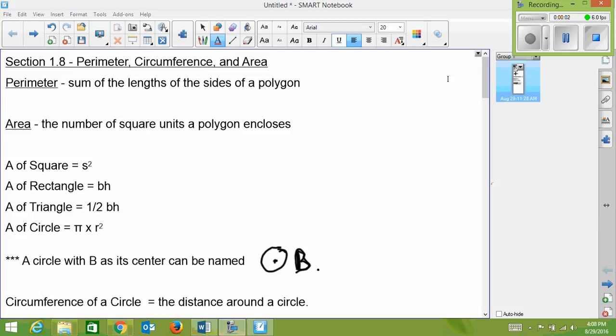Hello and welcome to section 1.8, which covers perimeter, circumference, and area. So you should notice that a lot of this is going to be a review. And we'll throw in a few new things towards the end.